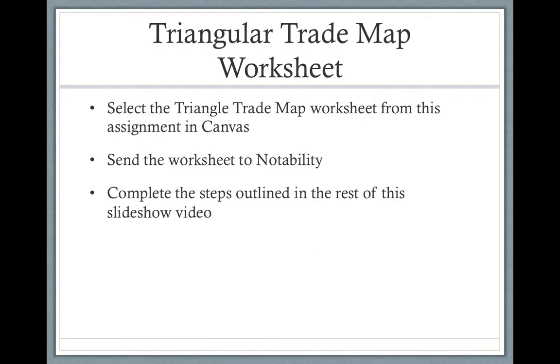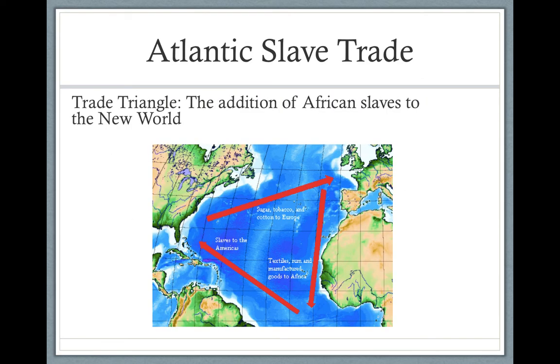So this is when I want to make sure that you have pulled up your triangular trade map worksheet. It's in the same assignment where you found this video. Pull it up, send it to Notability. You can pause this video if you need to. Send it to Notability because I'm going to go through a few steps here over the next slides of things that you need to put on that map worksheet, and then you'll just have a few reflection questions at the end to answer. So it's a pretty short assignment, but you're going to need this worksheet. I would recommend having it up, maybe split screening this while we're going through this information.